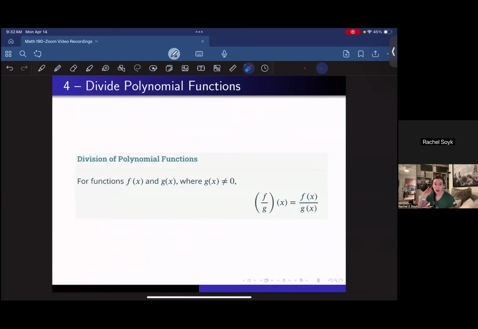Finally, we're on to our fourth objective, which is being able to divide polynomial functions. And so same exact procedure, it's just now you're dealing with the division in function notation. You just want to keep in mind that anytime you're dealing with functions and you're dividing them by one another, you do not want the denominator to be equal to 0, because if it is, then we have an undefined value.